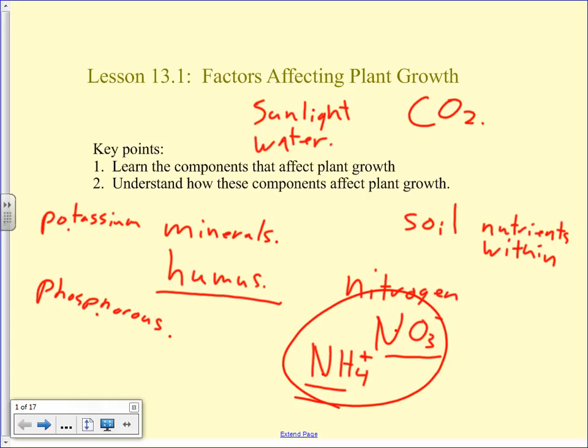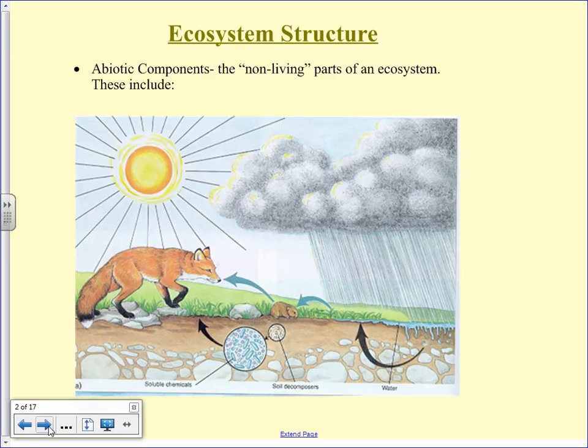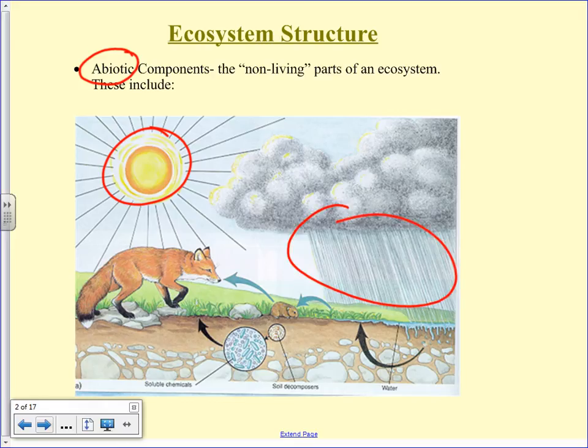Now, how the plant adapts to its environment and makes sure that it can get these things, that's what we're going to look at today. Some of the things a plant needs, or that can affect its growth, are what we call abiotic components. If something is abiotic, it is not living. So these would be the non-living parts of the environment. Sunlight is an abiotic component. It's not a living thing. Water, not a living thing, but obviously necessary for the growth of a plant.